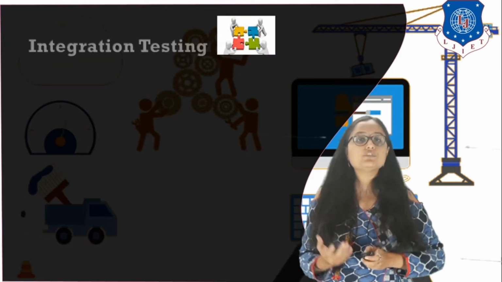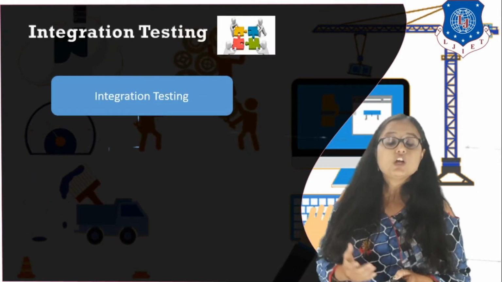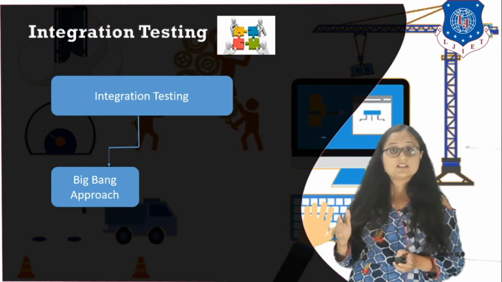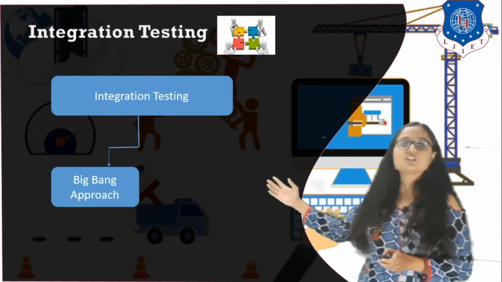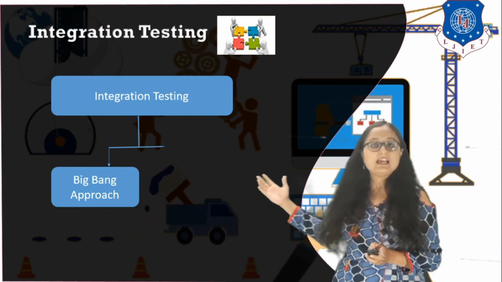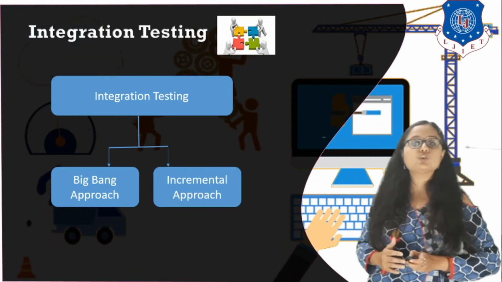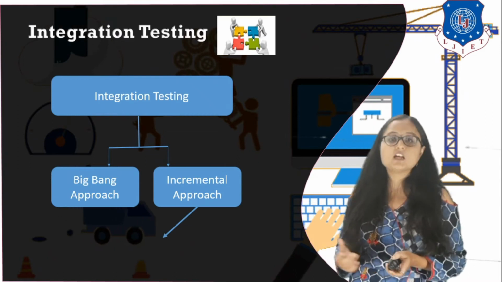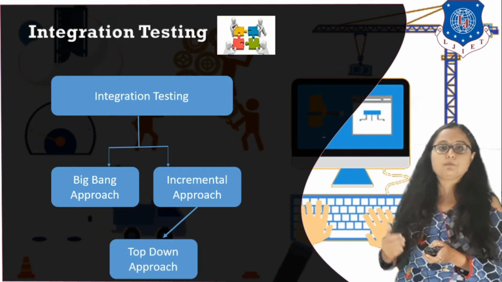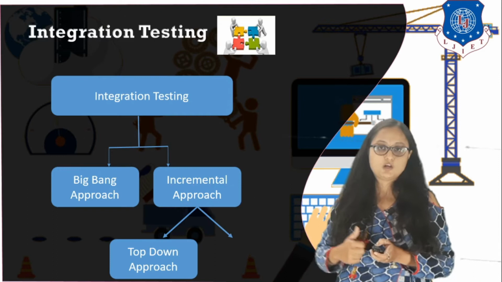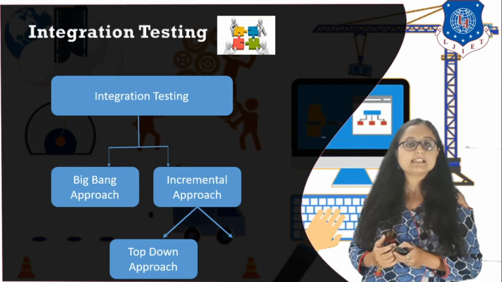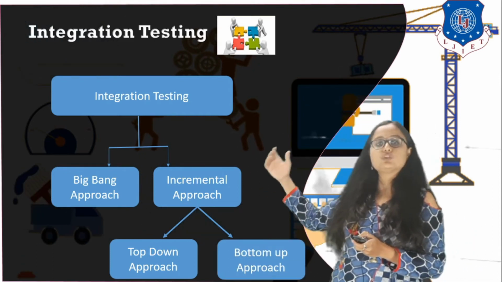Now, what are the different techniques of integration testing? Basically, integration testing is divided into two parts. The first one is the Big Bang approach and the second one is the incremental approach. The incremental approach is further divided into two parts. The first one is the top down approach and the second one is the bottom up approach. We are going to see this in detail. So let us first shift to the Big Bang approach.